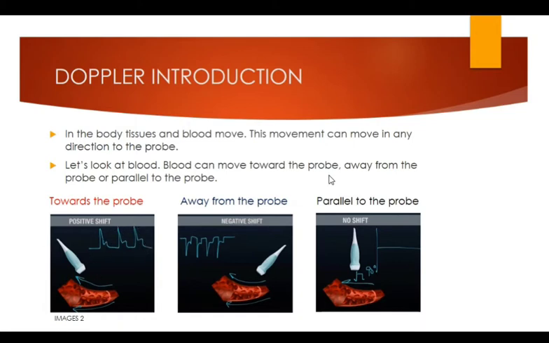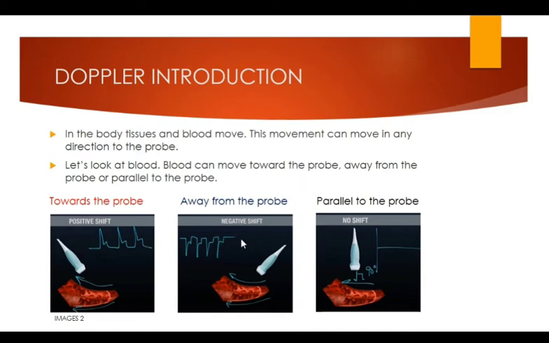Alternatively, here in the middle, we've got a blood vessel. We've got our little arrows showing the blood movement in the direction. But now we've switched our probe from the left side to the right side. So you can see now that the blood is completely moving away from the probe, and that creates a negative shift. It's what we call a negative shift.